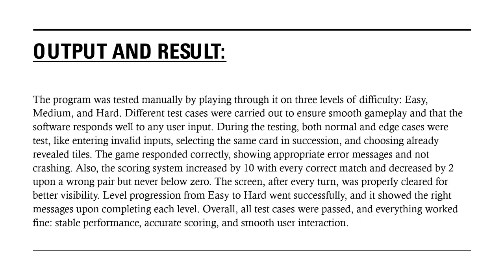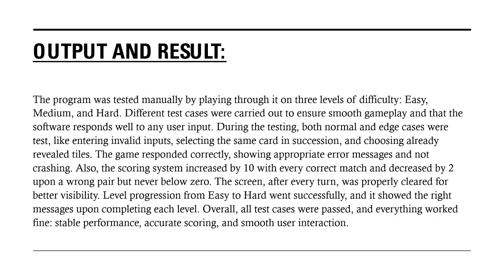Now the output and result. Now let's discuss the output. When we run the program, it first displays the title screen and asks for the difficulty level. After we select the level, the board appears with numbers hidden behind asterisks. As we enter coordinates for two cards, the game temporarily reveals both.